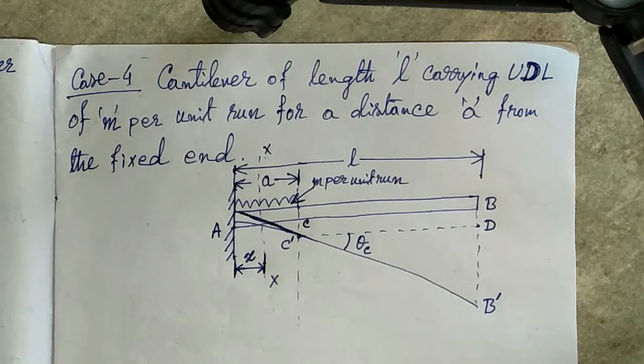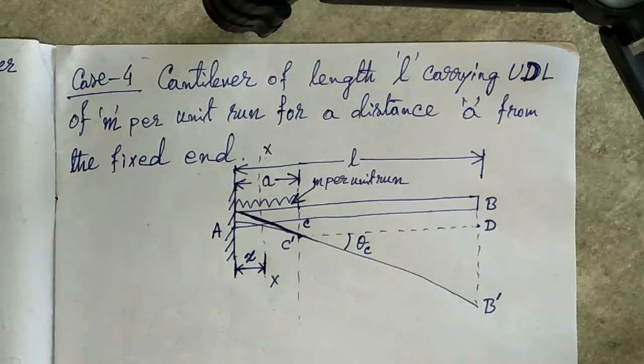In the previous lectures we have already derived the deflection equation of beam, and we have also derived the expression of deflection and the slope expression in case of cantilever beam with concentrated load at the free end, the cantilever of length L carrying concentrated load at a distance A from the fixed end, and the cantilever of length L carrying uniformly distributed load of M per unit run over the whole length, using the double integration method.